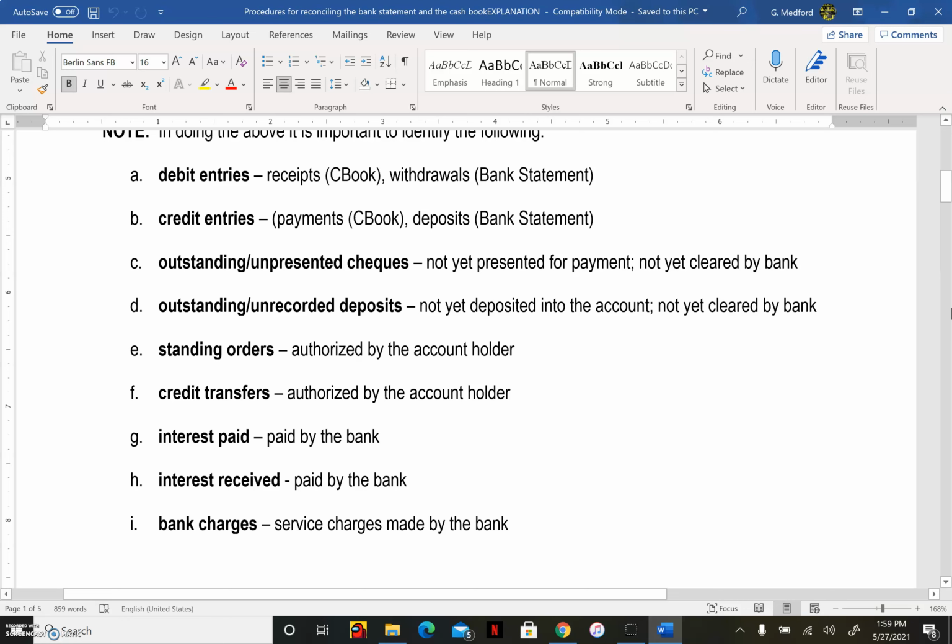Credit transfers are those transfers from one account to another which are authorized by the account holder. Interest paid or interest received is interest on the account which the account holder receives from the bank. Bank charges are service charges which the bank would charge the account holder in order to keep his or her account active. So here are some entries that you are going to see in the cash book as well as the bank statement.